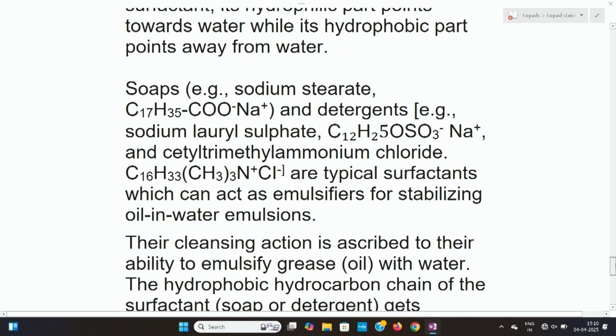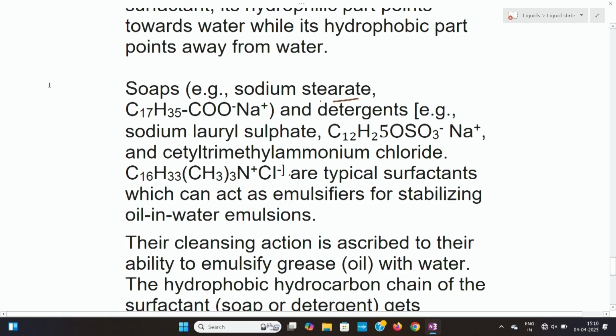We have some examples of surfactants. They are sodium stearate. Soaps are nothing but the sodium or potassium salts of fatty acids. Here we have sodium stearate, that is the sodium salt of stearic acid. Here we have sodium lauryl sulfate, that is the sodium salt of lauric acid. And here we have a cationic surfactant, that is cetyl trimethyl ammonium chloride. These all are examples of surfactants.